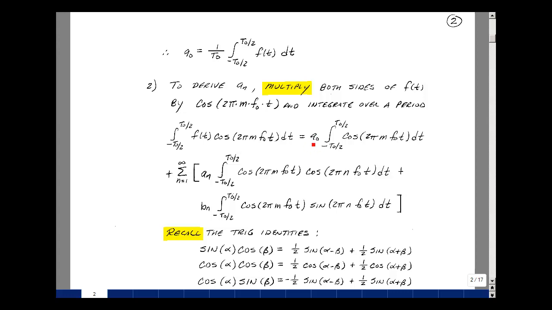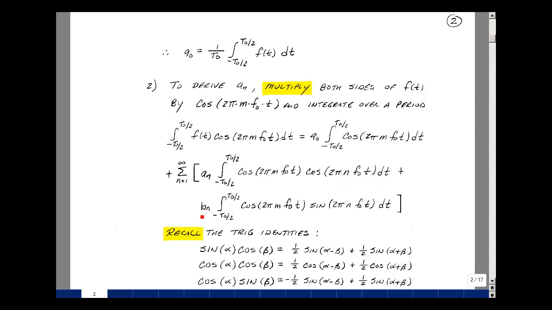Our term a0 is just a constant, so we're going to pull that out in front, and I've got that integral over a period of the cosine of 2 pi m f naught t dt. Plus our summation from n equals 1 to infinity, and I'll bring the integral inside. Again, a sub n is just a constant, so we'll pull that out. We've got the integral over a period of the cosine of 2 pi m f naught t times the cosine of 2 pi n f naught t dt.